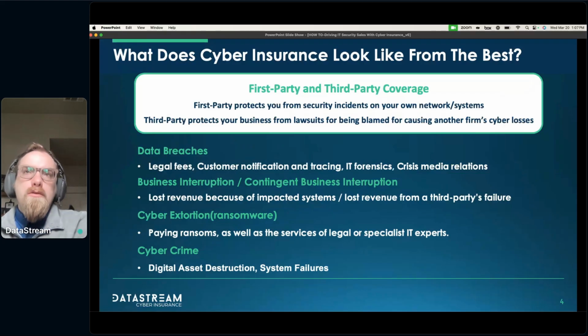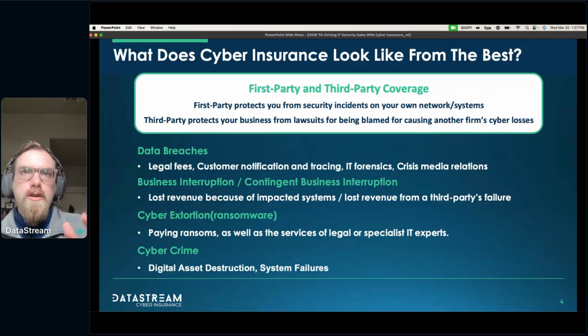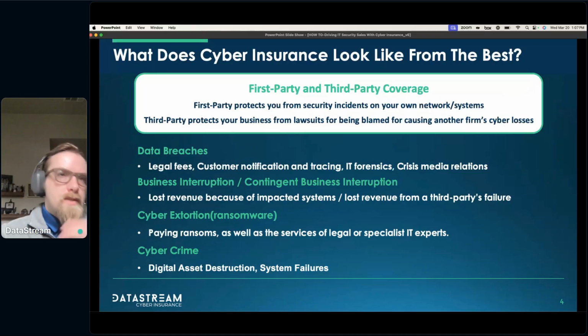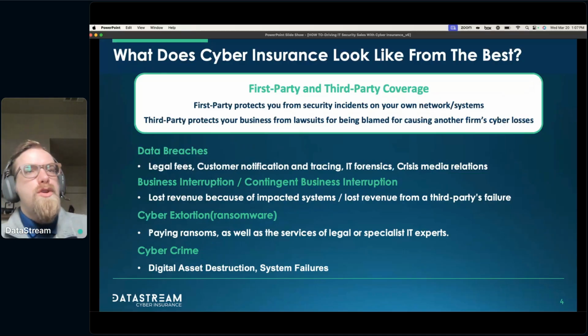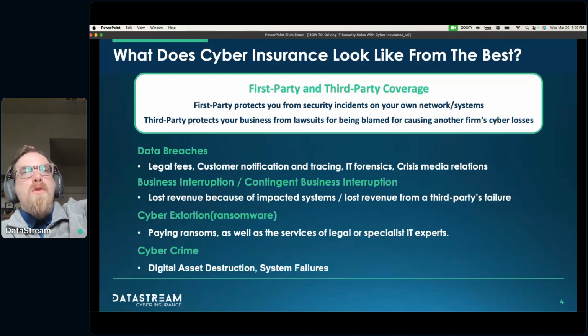Third party coverage is going to include coverages and damages that might happen to customers or vendors connected to you, right? So, an incident that trickles through you and ends up affecting one of your customers, another vendor, somebody connected to you, and ultimately the blame comes back onto you. So, good coverage is going to have both first and third party coverage. Under that, this is going to include coverages like data breaches, business interruption, cyber extortion, and cyber crime. This is what we would refer to as a broad cyber insurance policy.